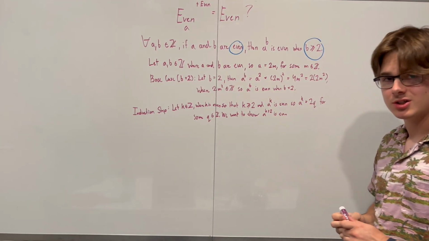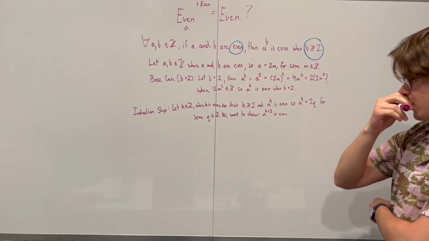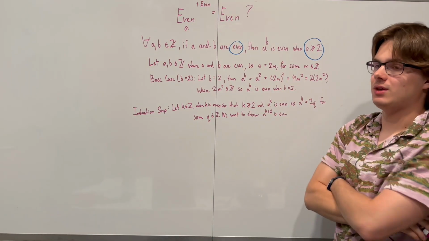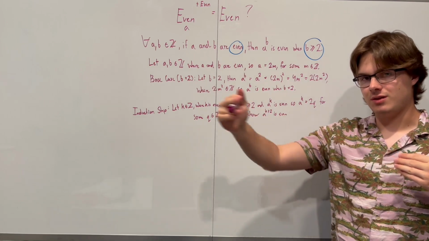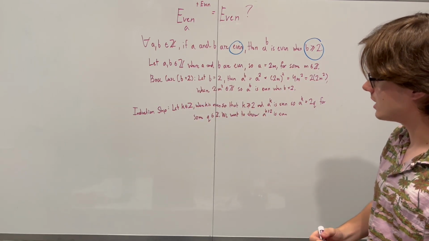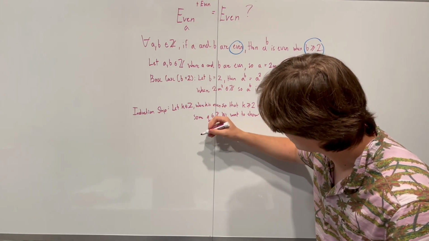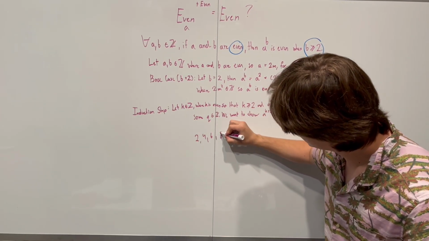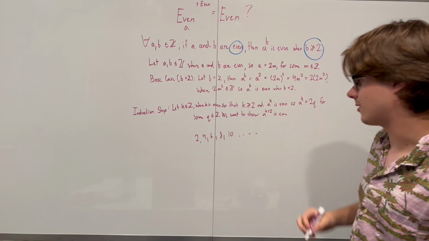Why am I doing plus 2? This is why I thought of making sure to say that k is even. Because we're looking at powers of even, we're looking at a sequence of even positive integers. Well, what does that look like? We're looking at the following sequence, right? We're looking at 2, 4, 6, 8, 10, and so on and so forth.